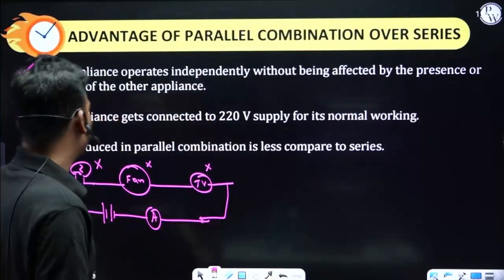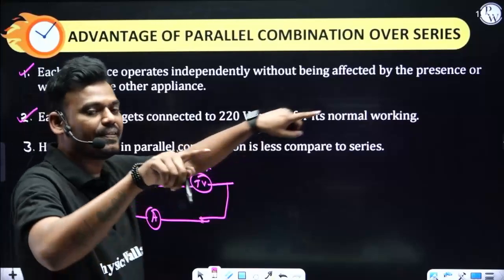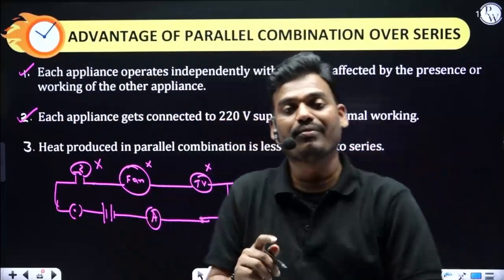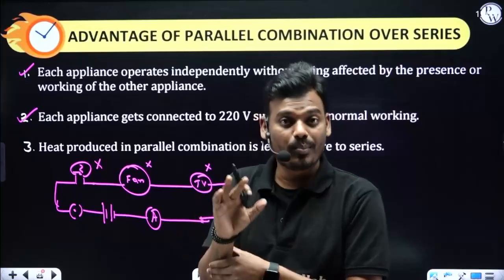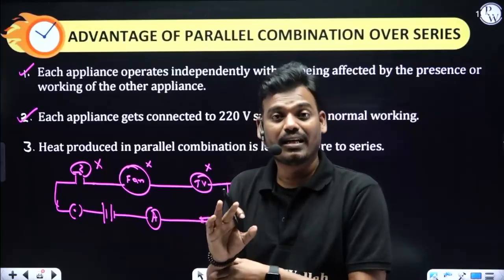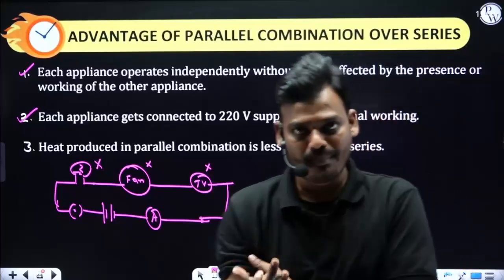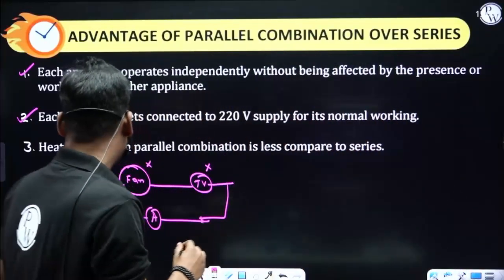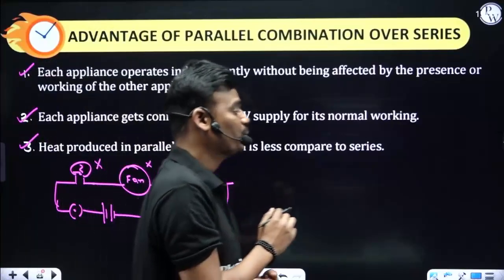And in the case of a parallel combination, what happens? The current has different, multiple paths. Therefore, even if one electrical appliance stops working, the other electrical appliances keep on working, because each is independent of the others.